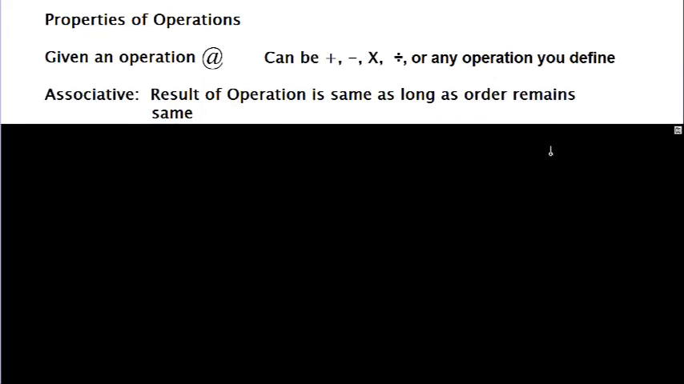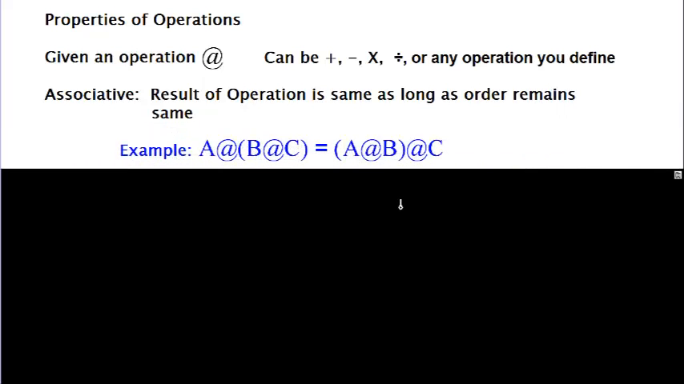Before we jump into that, let's review some number theory, and that is the properties of operations, specifically the associative, distributive, and commutative properties. Given an operation, use this @ symbol to define that operation, but that operation could actually be addition, subtraction, multiplication, division, or any other operation you define. If that operation is associative, then we must get the same result when performing that operation, as long as we keep the order the same.